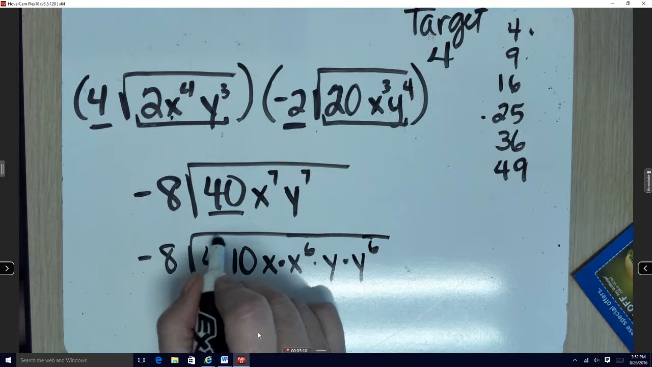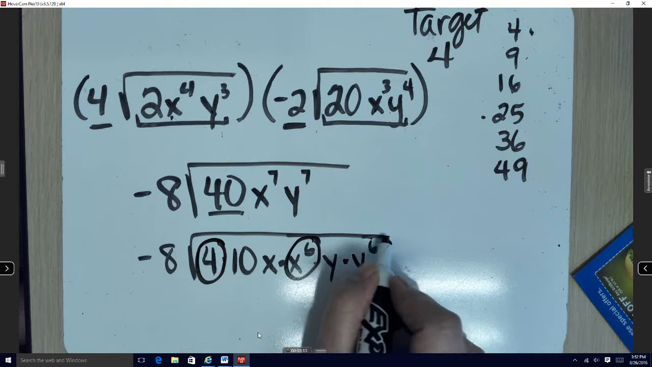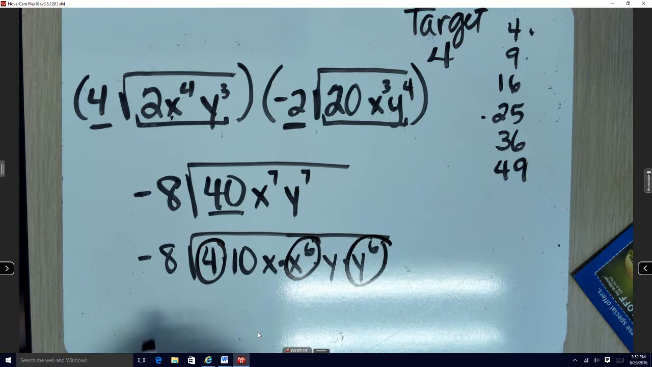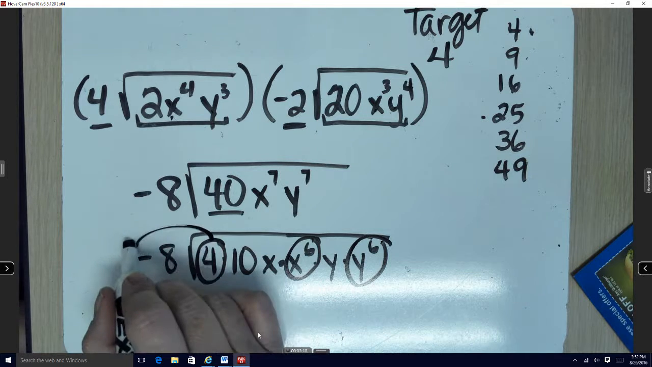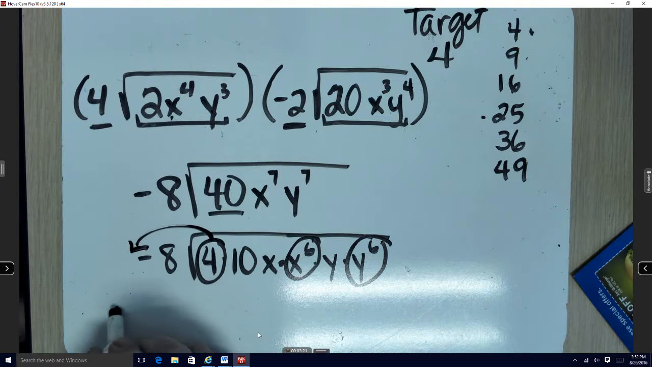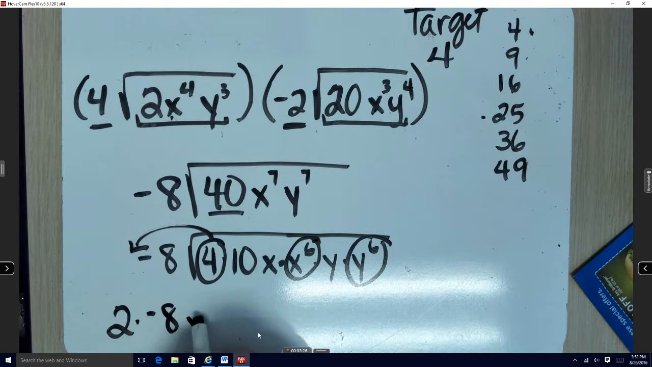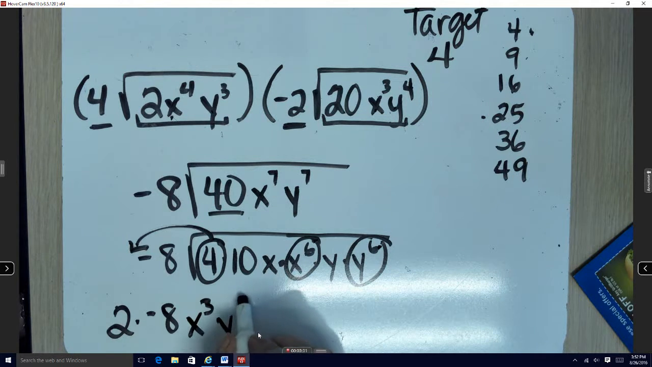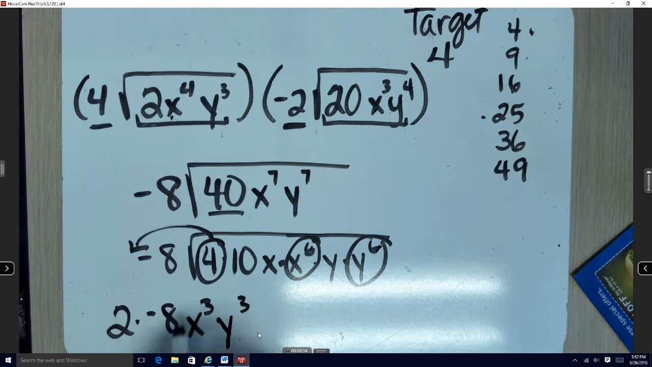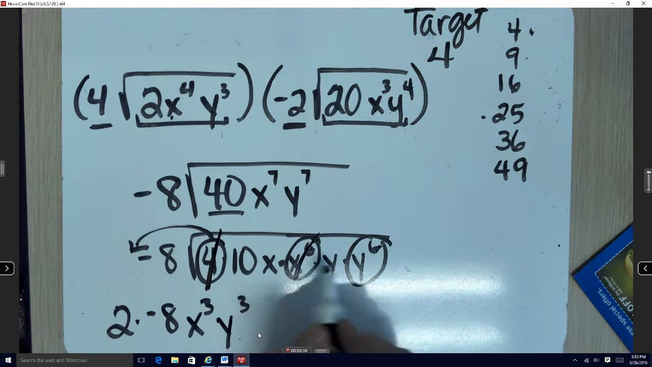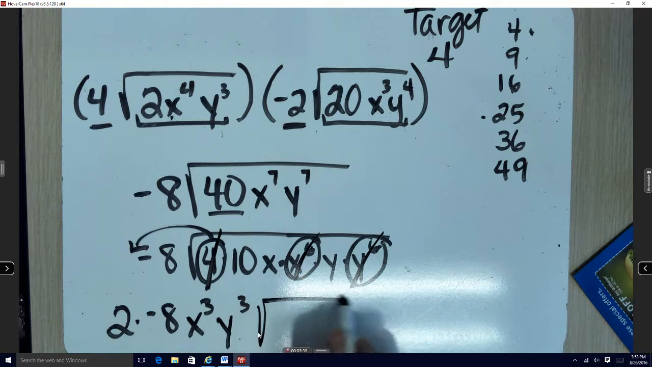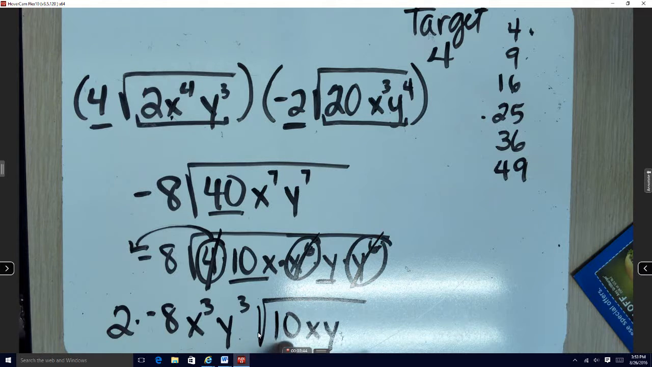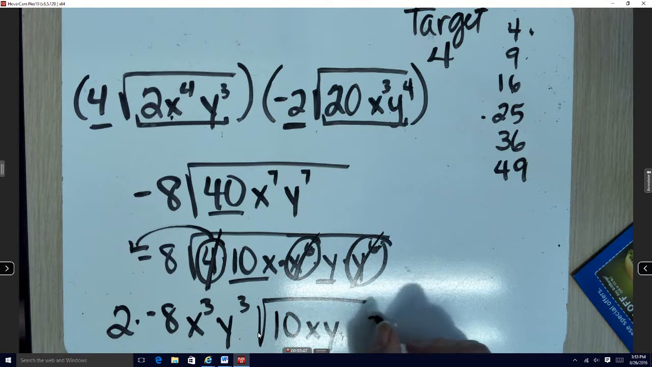Now in this radical, there's my perfect square, there's an even power, and there's an even power. So I can take the square root of all of these. The square root of this 4 will come out as a 2. That negative 8 is still out there. The square root of x to the 6 will come out as x cubed. The square root of y to the 6 will come out as y cubed. We halve those powers when they come out. So this is out, and this is out. The 10, the x, the y all stay in. 10 cannot be broken down. We're going to leave it alone.